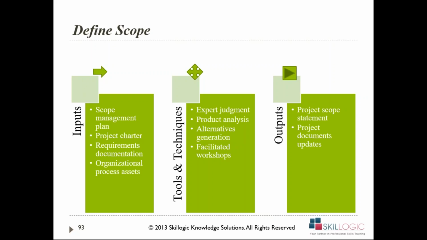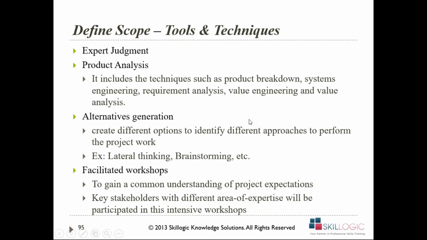Alternative generation: alternatives for what the material should be, and who the supplier should be. I can look at the different suppliers. Should I make it? Should I buy it from the market? Different alternatives I can explore to define my scope. And facilitated workshops. These become my tools and techniques to define the scope.